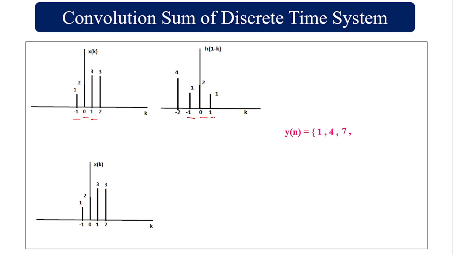So x of k and h of 2 minus k, here I will be multiplying minus 1 into minus 1. The value is going to be 4. 1 into 4. Again plus 3 into 1 plus 3 into 2. Again it's going to be 3 into 1. So the value is going to be 15.